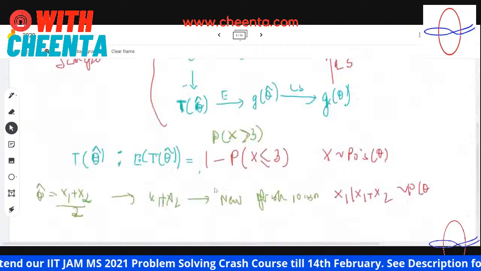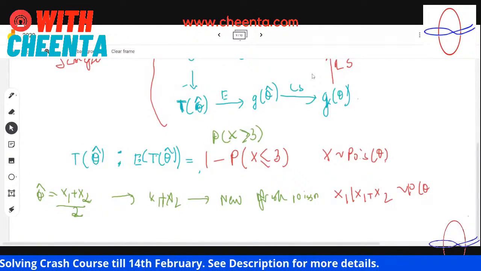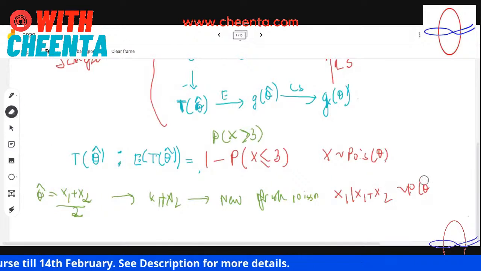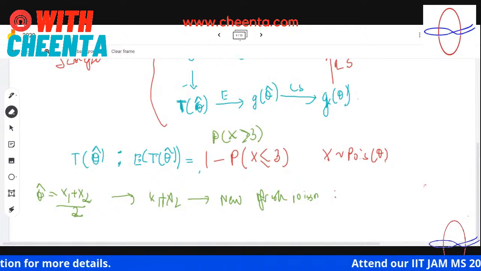Essentially, you have to find a function of x1 plus x2 which gives a Poisson directly. It is not true. This one is wrong. It follows binomial theta by that stuff. How do you find a fresh Poisson?